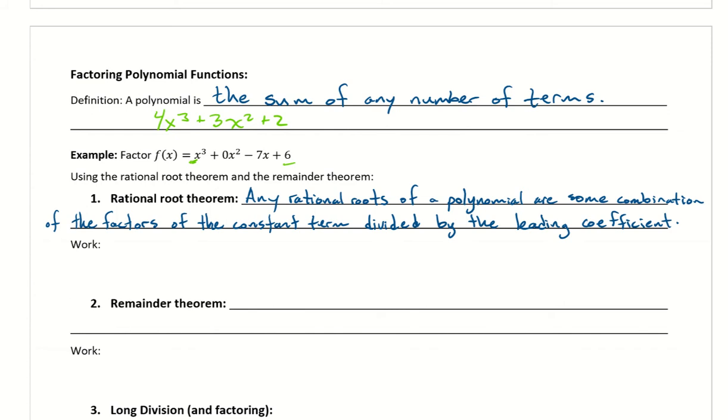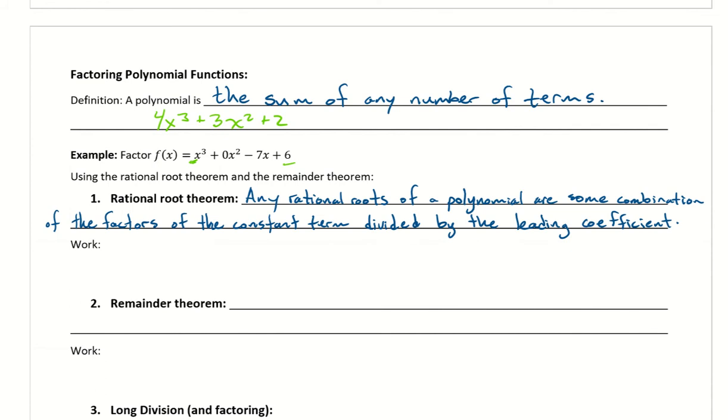Rational numbers are just numbers that can be written as fractions. So those are really what we're going to be working with when we use this theorem. There are other ways to find other roots, like square root of 12 or something, you'll see on the previous page. But for this specific theorem and way of doing this, it's only going to be rational numbers. And then what does it say? Rational roots of a polynomial are some combination of the factors of the constant term.